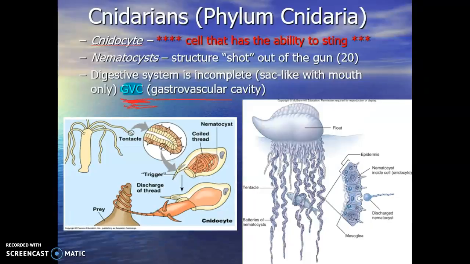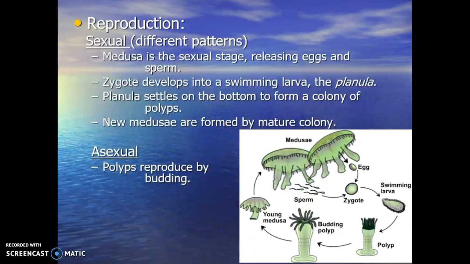All right. Now, within cnidaria, reproduction tends to be sexual for a lot of them, and what they do is they often will produce a medusa, the body plan, the medusa body plan.